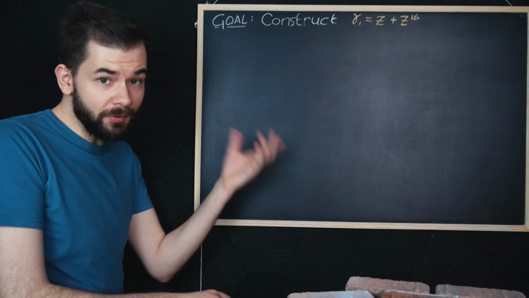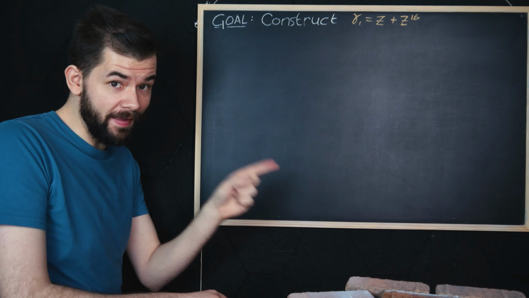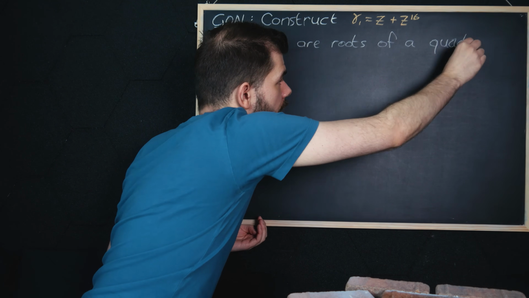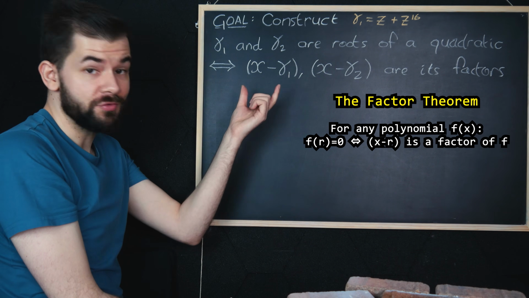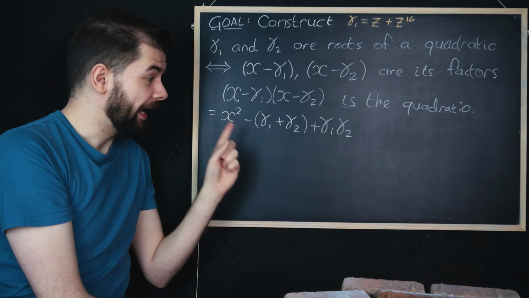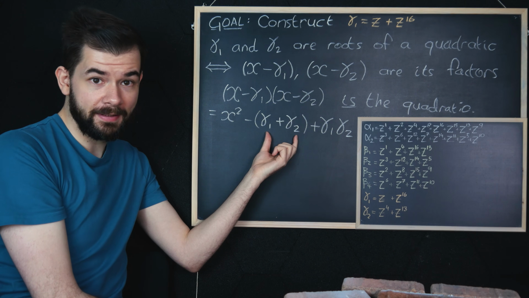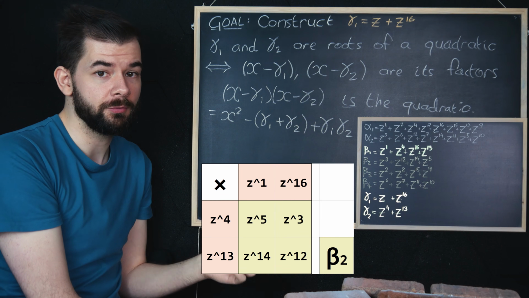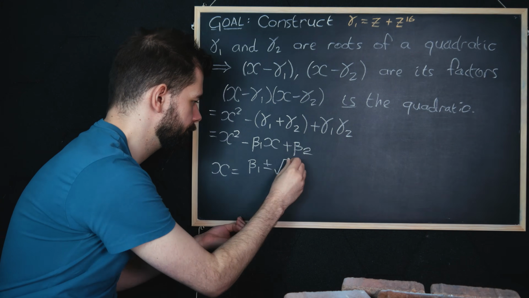And gamma 1 is constructible if it's the root of a quadratic. So let's build a quadratic such that gamma 1 is a root. I'll also let gamma 2 be the other root. But that's if and only if these are its factors. So the quadratic is just the product of these two factors. Expanding, we obtain this, and this is where the niceness of these Gaussian periods comes into effect. So this gamma 1 plus gamma 2 is actually beta 1, and this product gamma 1 gamma 2 is beta 2.